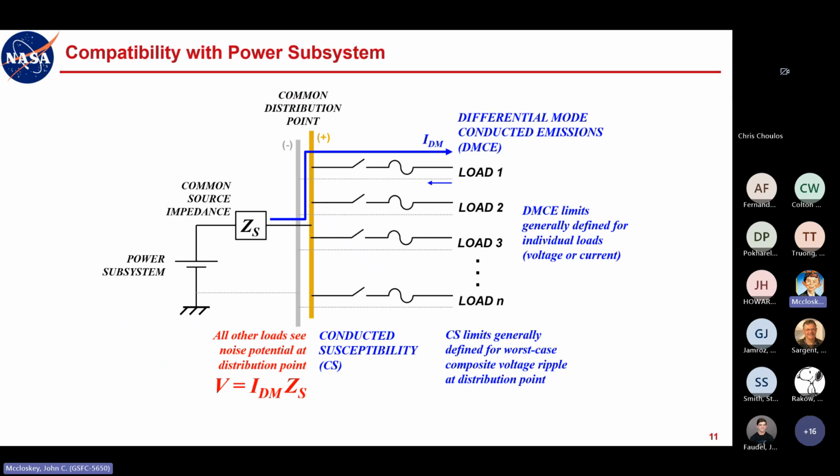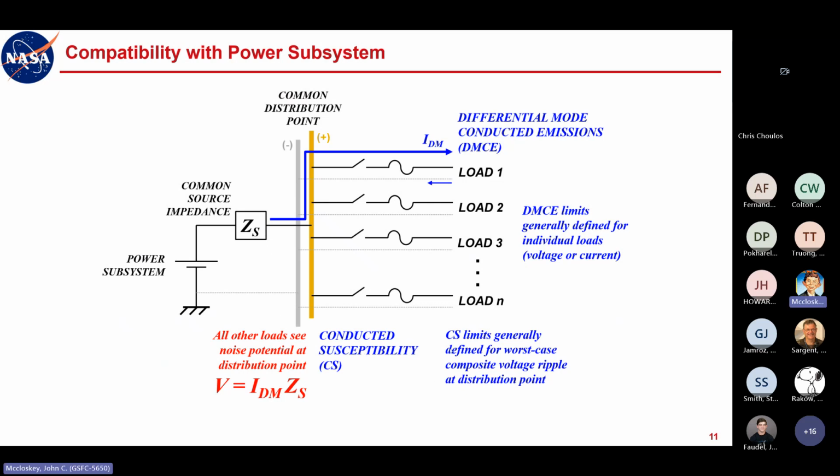So in addition to common mode, as I mentioned, we also use CS114 to evaluate compatibility with the power subsystem in the high frequency range. Just a review here of general power system architecture, kind of a cartoon high level. You have a bunch of loads hanging off of your common distribution point. All of them will generate some amount of differential mode conducted emissions. And all loads will see the combined noise potential at this distribution point. So the combined differential mode currents of all the loads multiplied by the common source impedance.